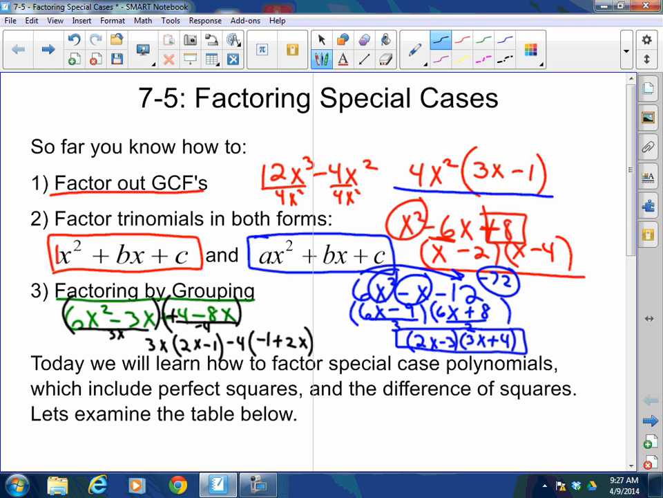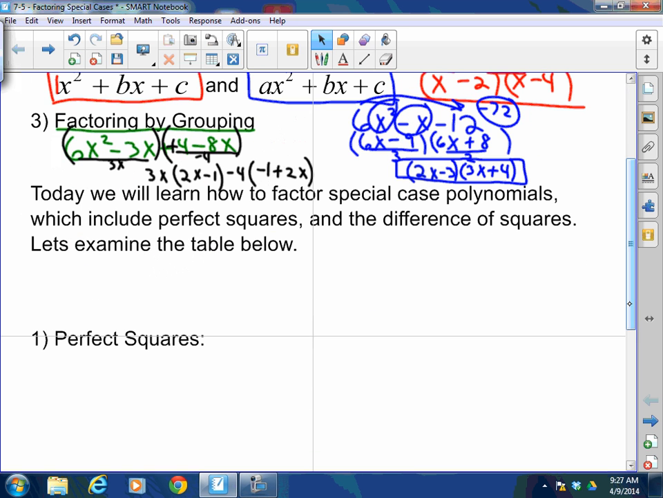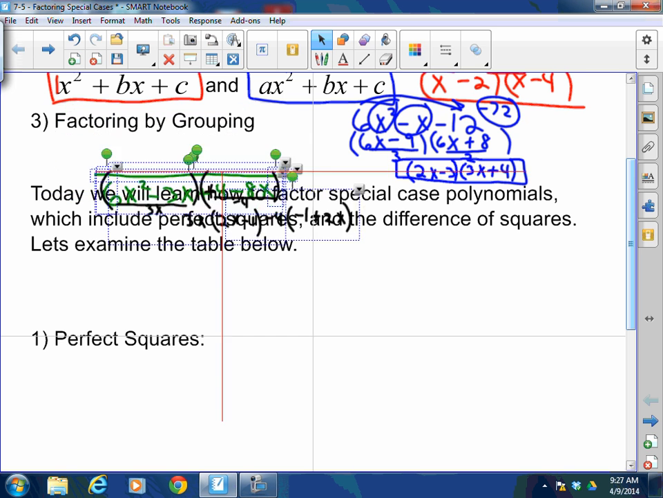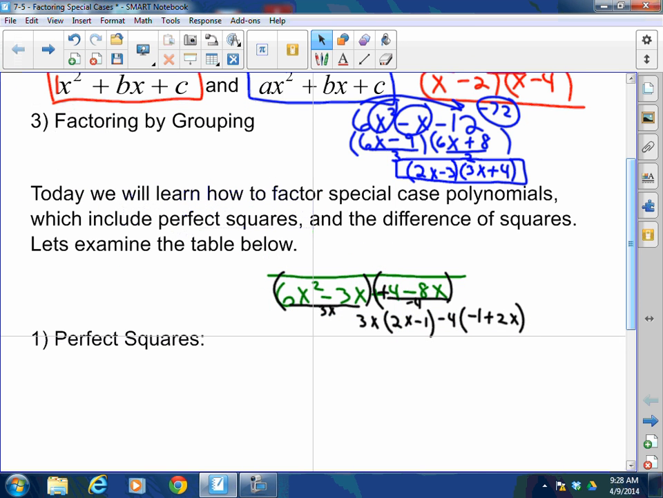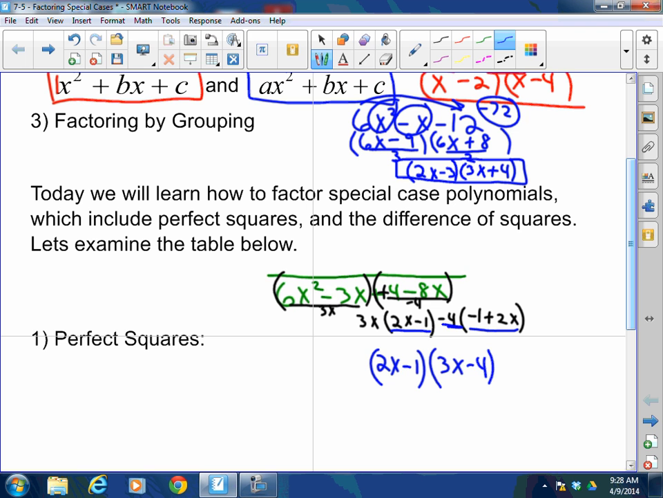Do you guys see how that works out there? Now I have my two like binomials: 2x minus 1, 2x minus 1. So I take out that common binomial, and I create another binomial with the leftover negative 4 and 3x. So that's grouping. So that is everything that we've done.